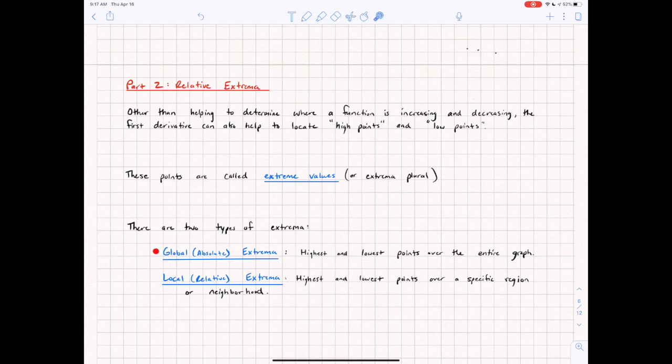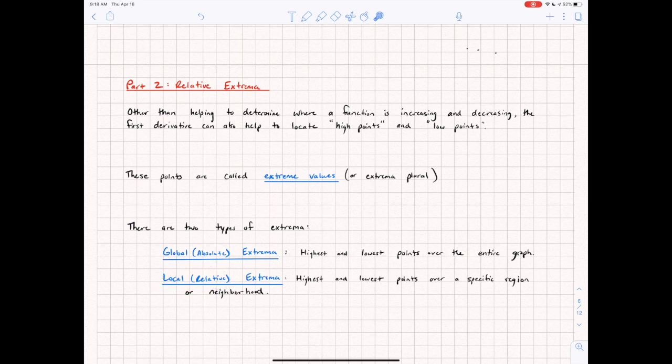Those two types are global or absolute extrema, and local or relative extrema, which is the title for this part. If you think about what the word global means, you would imagine globe, world. We're talking about out of the entirety of our world, what is the highest and lowest value. If you looked at the entire Earth, there is an absolute highest point on this planet and an absolute lowest point. We would call those absolutes or global extrema.